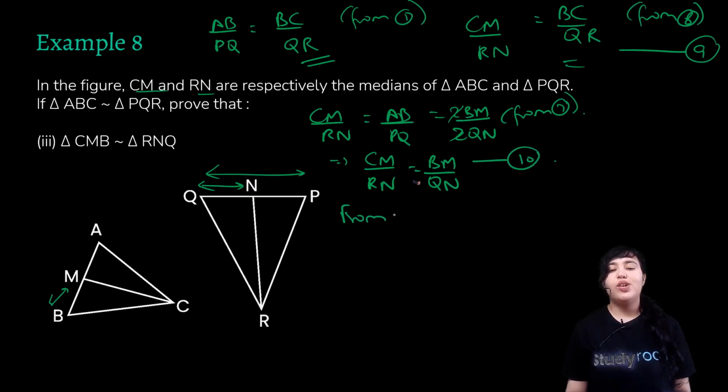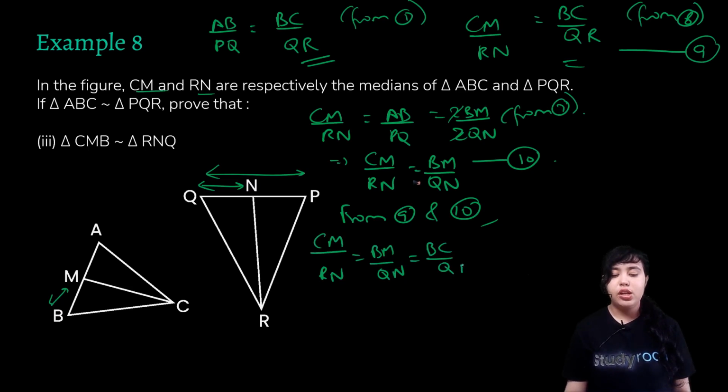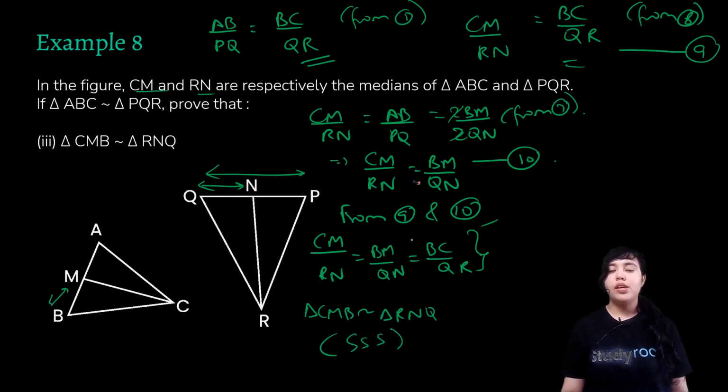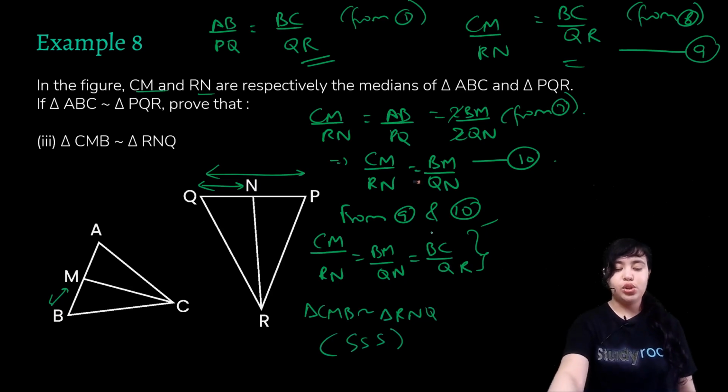Now finally we've got so many equations in this example. From the 9th and 10th equations we can say that CM upon RN is equal to BM upon QN, which is in turn equal to BC upon QR as well. So we see that 3 sides are there for these two triangles and they are turning out to be proportional to one another. So using the SSS axiom we can say the triangle CMB is similar to triangle RNQ. The similarity criterion used is SSS, because the 3 sides were in proportion to one another.